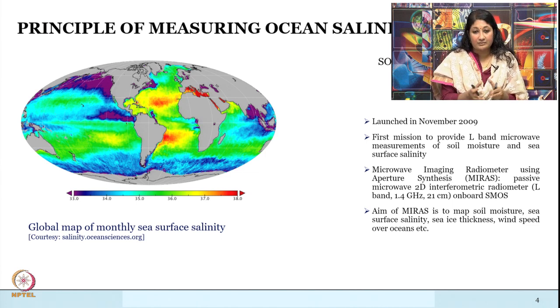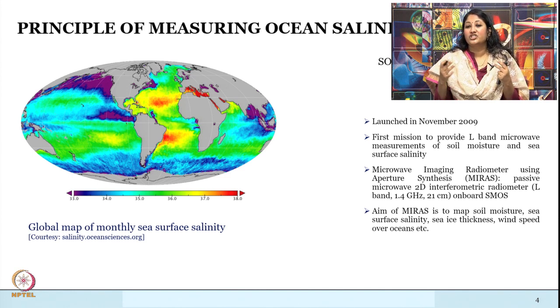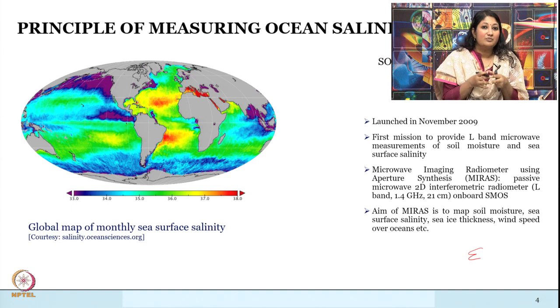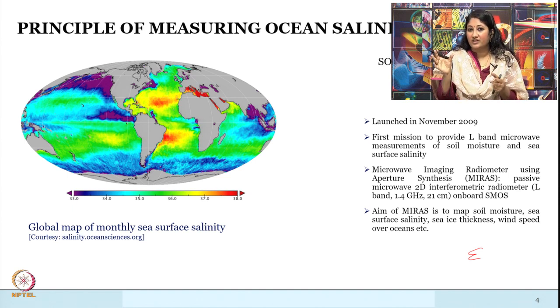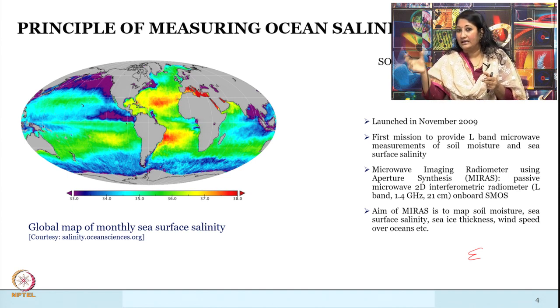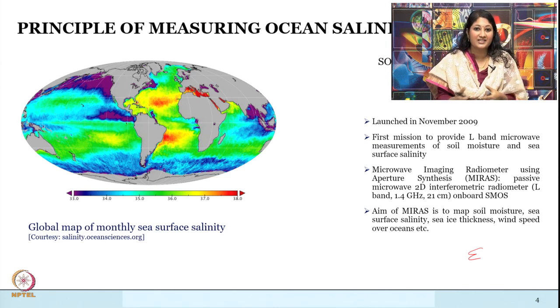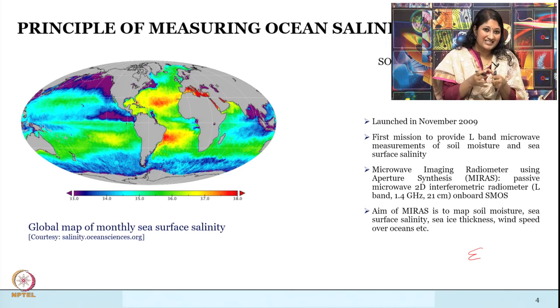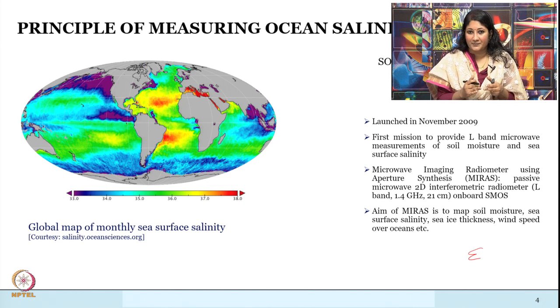But to summarize, both sea surface temperature as well as ocean salinity change the emissivity values. And for SST measurements, frequency ranges between 5 to 10 gigahertz are better suited. And for measuring salinity, lower frequencies need to be used.